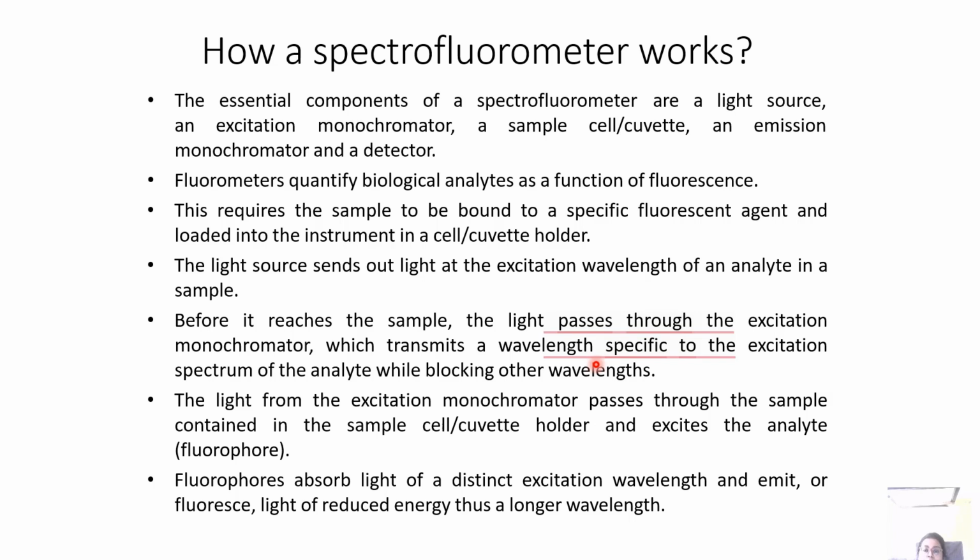Now, the light from the excitation monochromator passes through the sample cell or cuvette holder and excites the analyte or the fluorophore. Now, fluorophores absorb light of a distinct excitation wavelength and emit, or fluoresce, light of reduced energy, thus a longer wavelength.